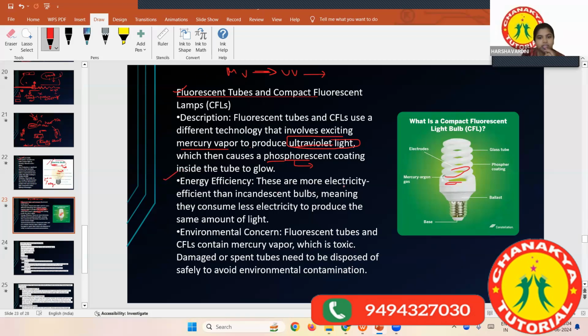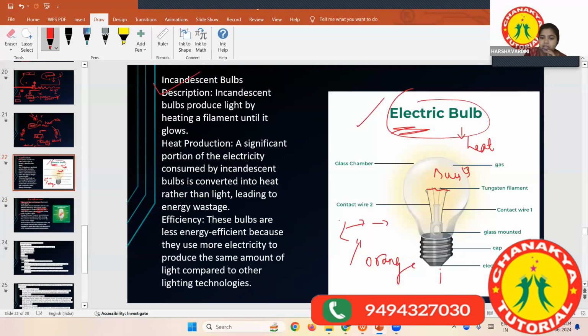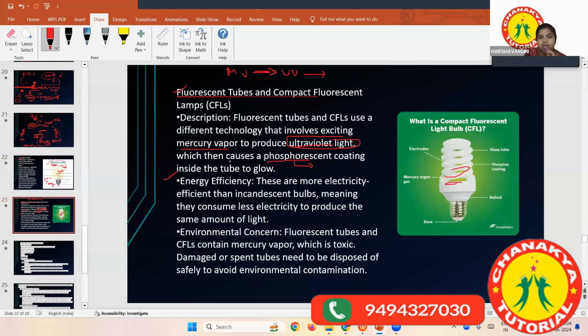So, energy efficiency. These are more electricity efficient than incandescent bulbs. So obviously, you can easily say in tungsten bulbs, everything comes from electricity only. Then only tungsten starts to glow. But here they are using some chemical reactions to already start the bulb, and electricity will add an extra support to maximize the light capacity. So here chemical reaction is also involved, and electricity is also involved. So obviously this will give more results and less electricity consumption, meaning they consume less electricity to produce the same amount of light.